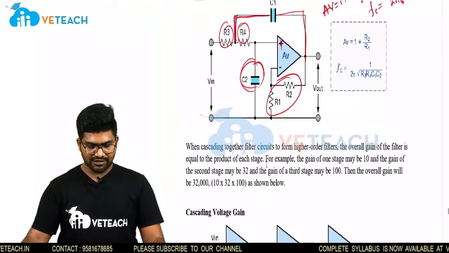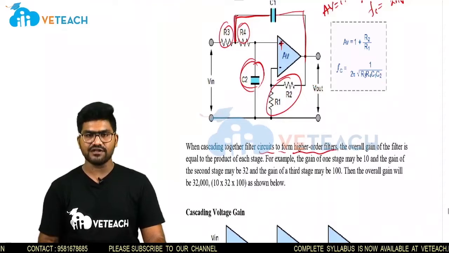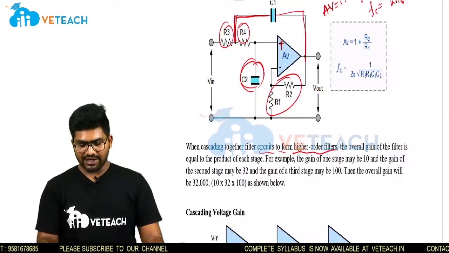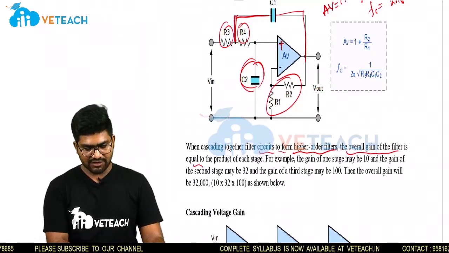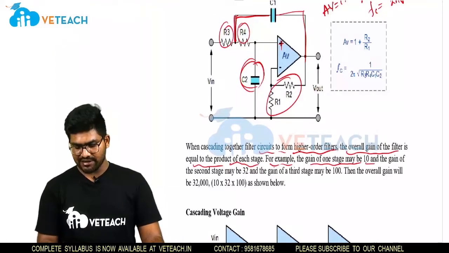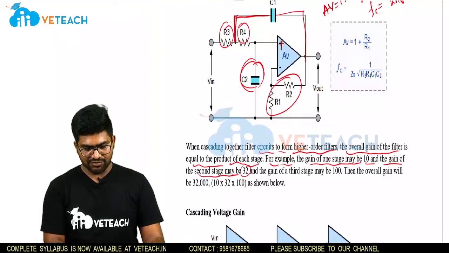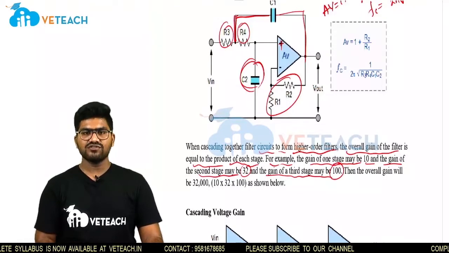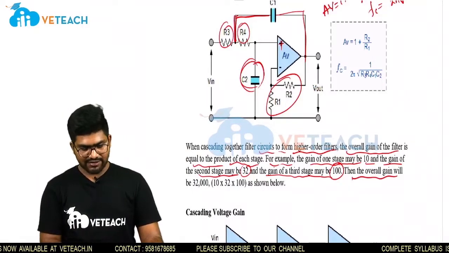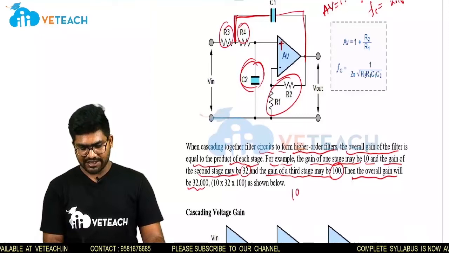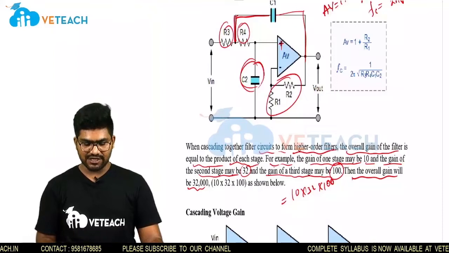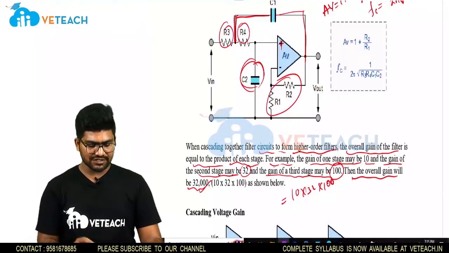When cascading filter circuits together to form higher order filters, the overall gain of the filter is equal to the product of each stage. For example, the gain of one stage may be 10, the gain of the second stage may be 32, and the gain of the third stage is 100. Then the overall gain will be 32,000, which is 10 into 32 into 100, a multiplication of all three gains. That gives us the total gain of the three stages, which is 32,000.